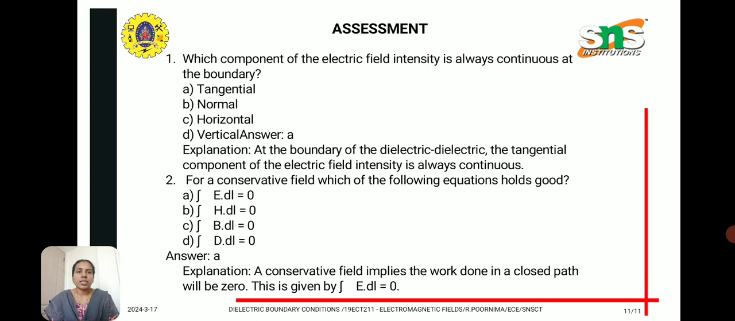So we can have the assessment. First one: which component of the electric field intensity is continuous at the boundary? The answer is tangential, because at the boundary between two media considered as dielectrics, the tangential components are always continuous. Second question: for a conservative field, which of the following equations holds good? The answer is A, that is integral of E dot dl equal to 0. That is, around a closed path the potential is 0, which implies the integral of E dot dl vector is equal to 0.